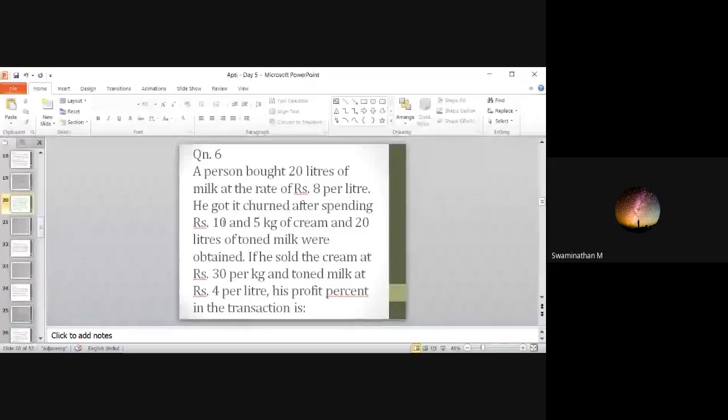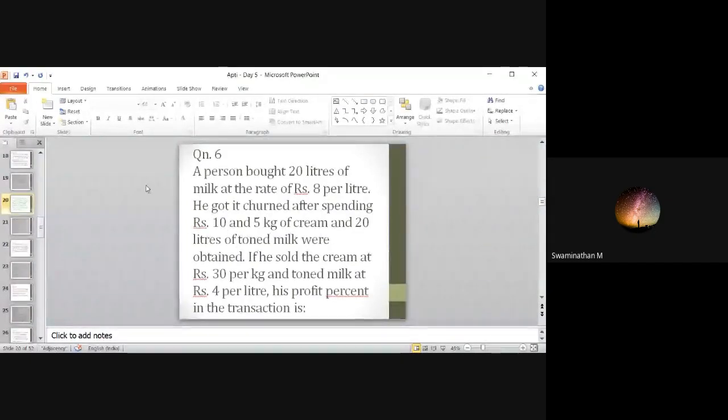And for selling price, if we sold the cream at rupees 30 per kg and toned milk at rupees 4 per liter, find the profit percent in the transaction. So you have to multiply the amount of cream, 5 kg into 30 per kg, and 4 per liter into 20 liters. Find the selling price, find the cost price. Formula is direct, but you should not forget this 10 rupees. This will also come in cost price, because he has spent. For that only I have included this problem.